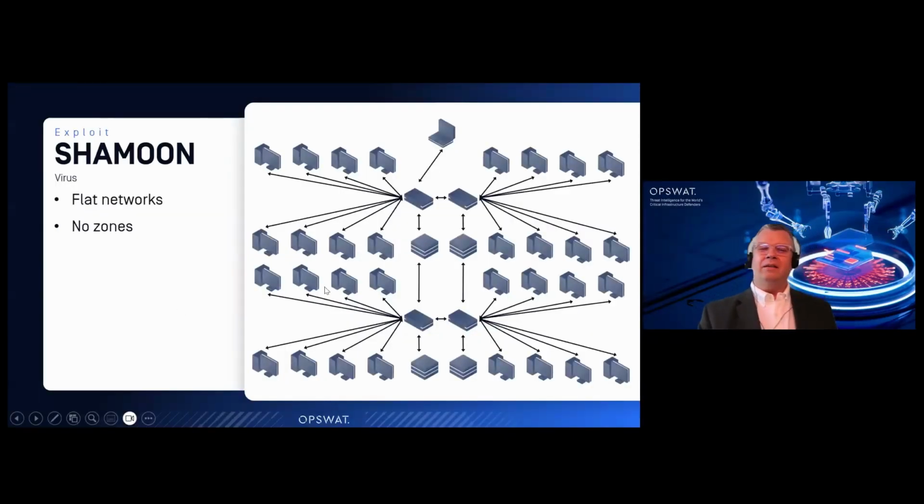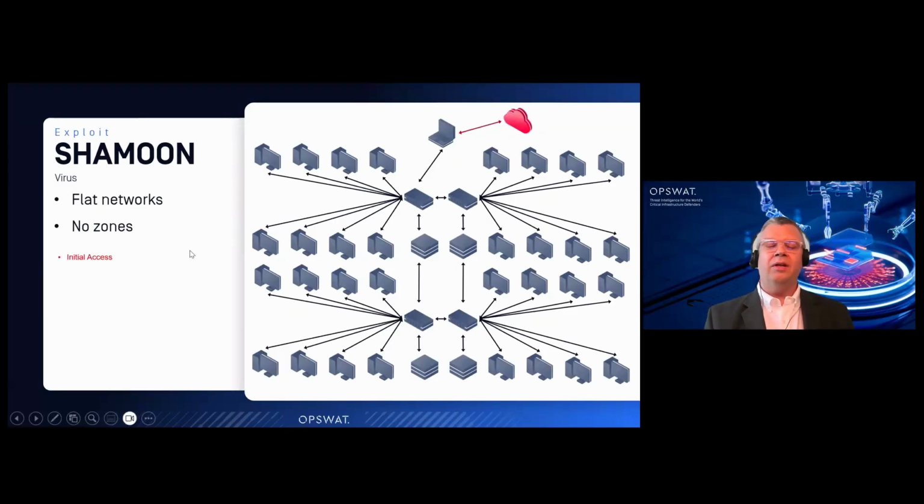Okay, so let's start with a little bit of history. If you think back in history, networks in the early days got implemented as flat networks. Think around the 1990s and the 2000s, right? So it was very common to have a flat network. And then there were a lot of problematic viruses like the Shamoon virus, which caused a lot of damage. So how did that work?